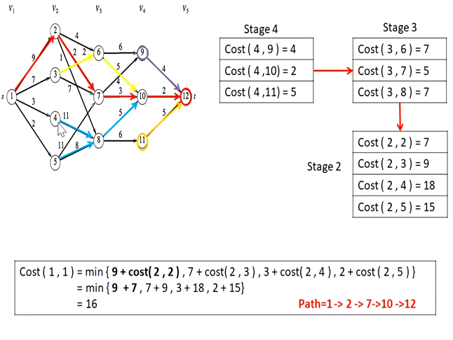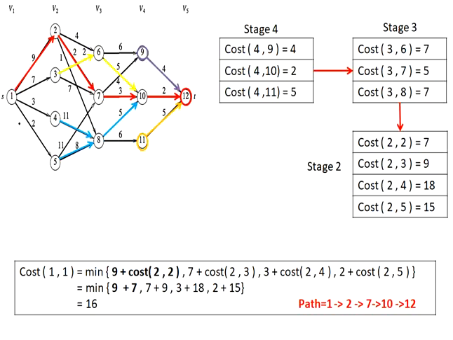Next, 1 to 4, it is 3. 1 to 4 is 3 plus the cost to reach the destination from 4. Next, after this, 1 to 5 we have 2, plus the cost from 5. So we have 9 plus 7, 7 plus 9, 3 plus 18, 2 plus 15. So amongst these, 9 plus 7 is the lowest cost, and it gives us 16 as a result.